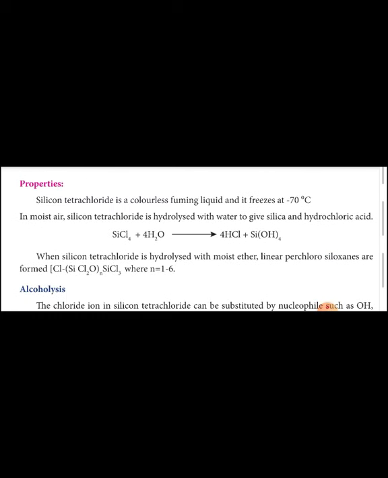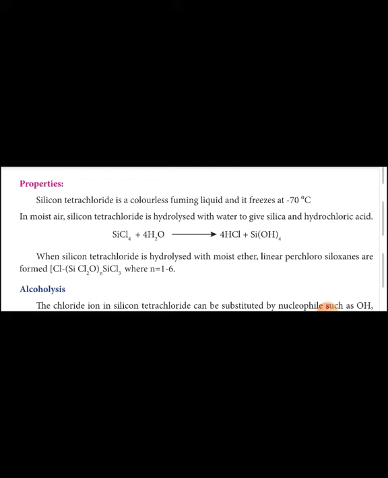The next, properties of silicon tetrachloride. It is a colorless fuming liquid. That is, when the bottle is opened, it comes out as fumes. So it is a colorless fuming liquid and it freezes at minus 70 degrees Celsius. So imagine 0 degrees, 1 degree, 2 degrees; here, only at minus 70 degrees Celsius does it undergo freezing.